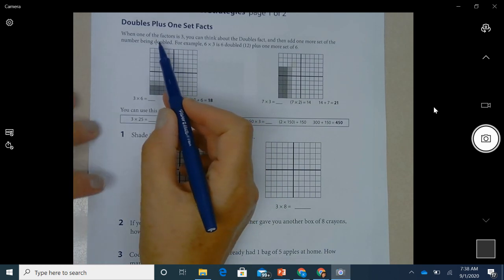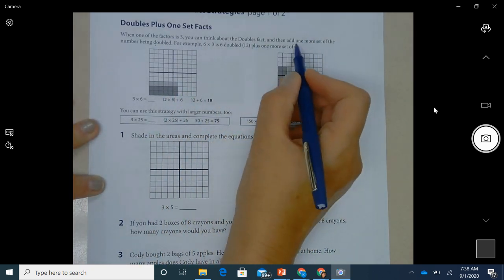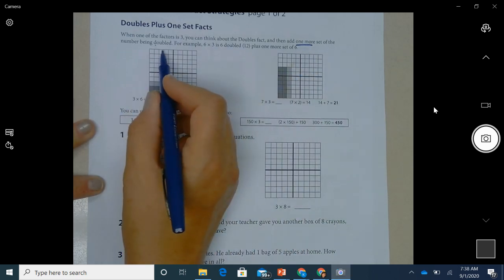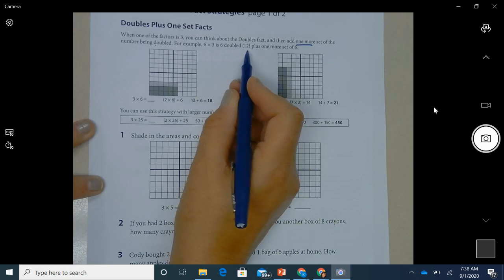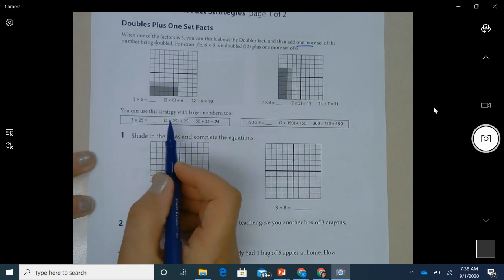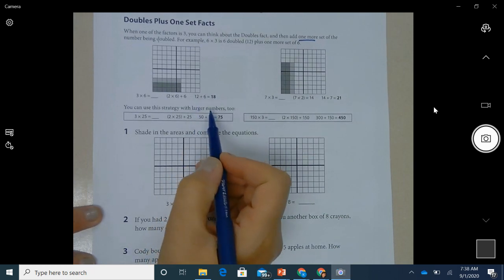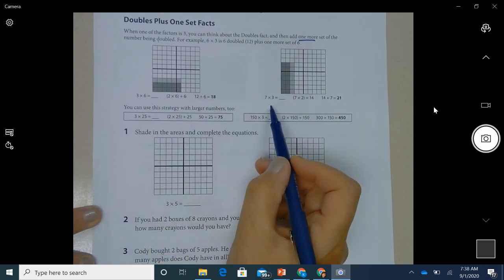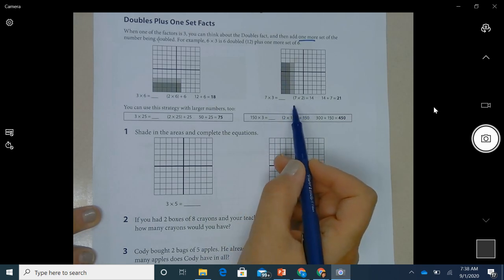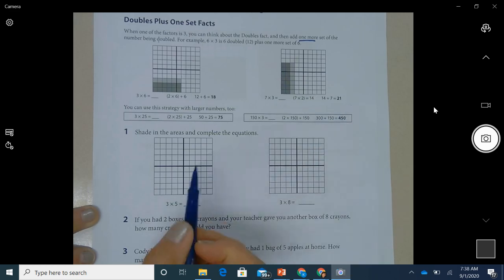When one of the factors is 3, you can think about the doubles fact and then add one more set of the number being doubled. For example, 6 times 3 is 6 doubled, which is 12, plus one more set of 6. So it kind of shows you here that example to where it's 18, okay? And then also you have that example 7 times 3. So you can think 7 plus 7 is 14, and then add one more to get 21.